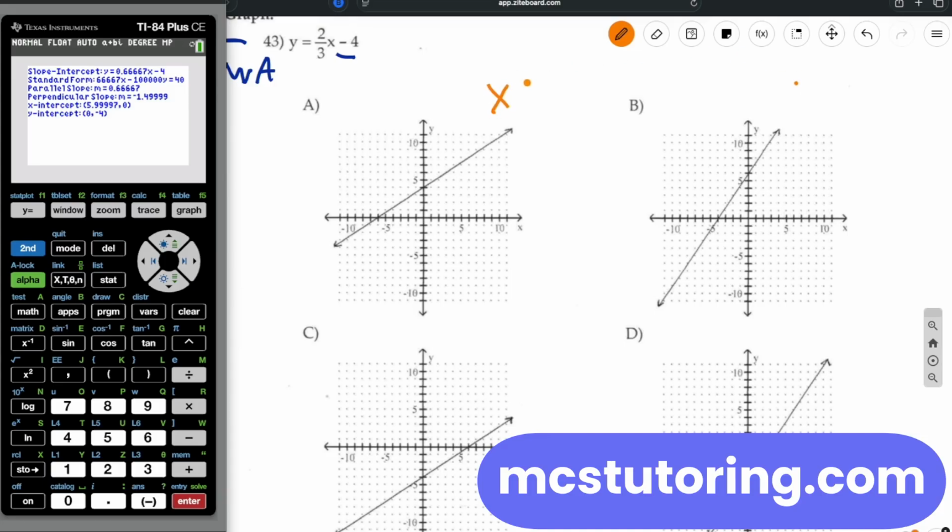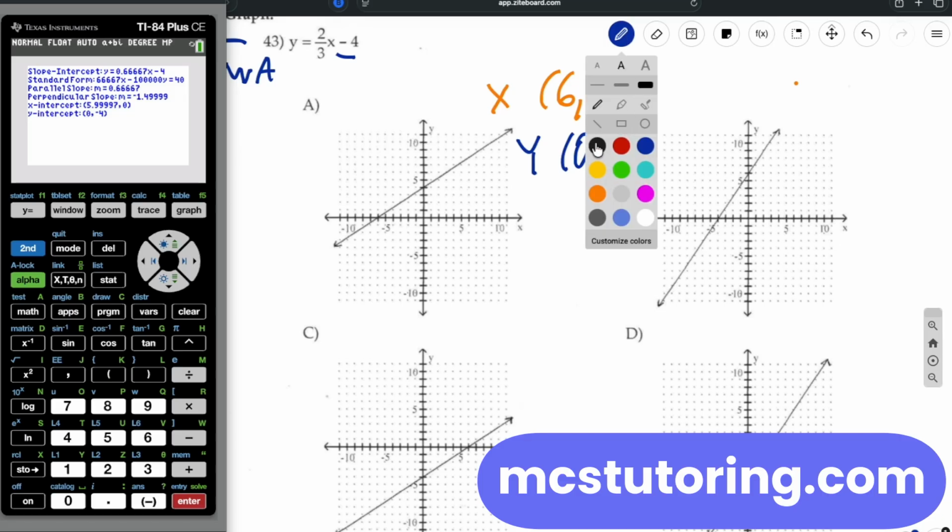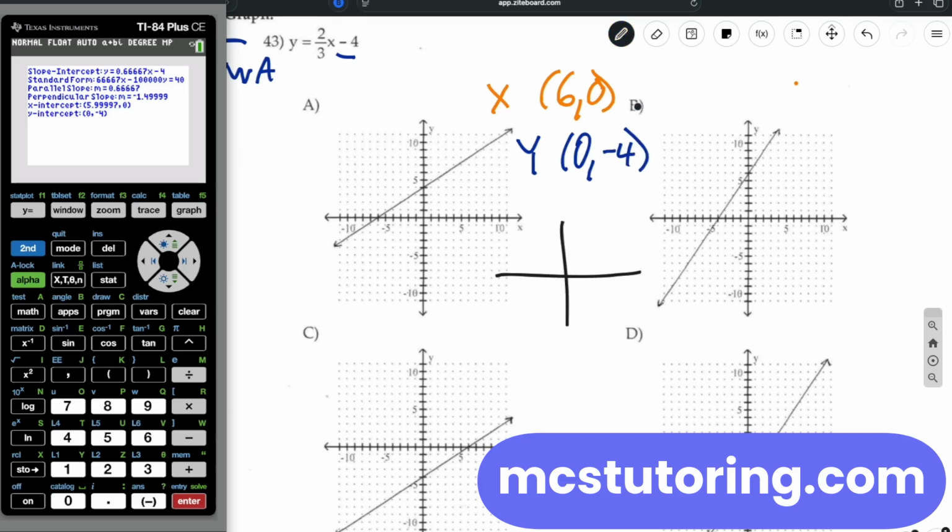So the x-intercept I'll do in orange, I'm going to call that 6,0. We're just going to get close. And then the blue is going to be my y-intercept, 0, -4. So what would that look like? I'll do my handy dandy scratch work here. The orange would be 6, 0. So that's +6 over here, 6, 0. There's a dot there. So look, it's not that guy, not that guy. It's not even that guy. I already know it's this.